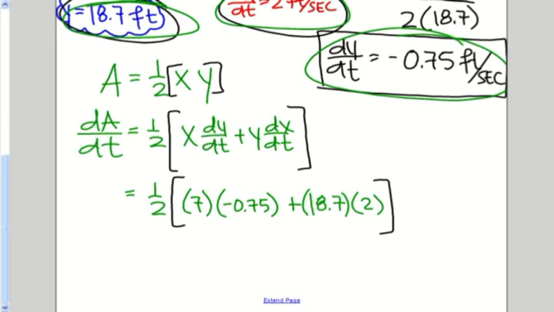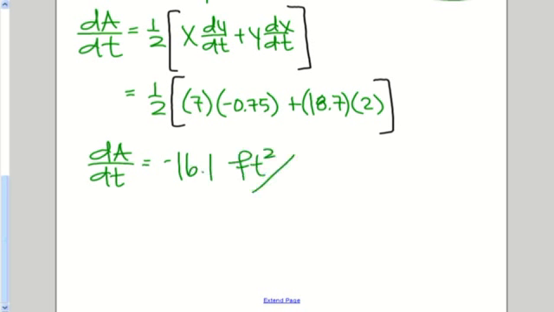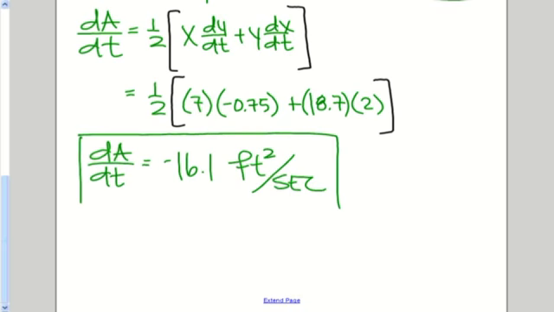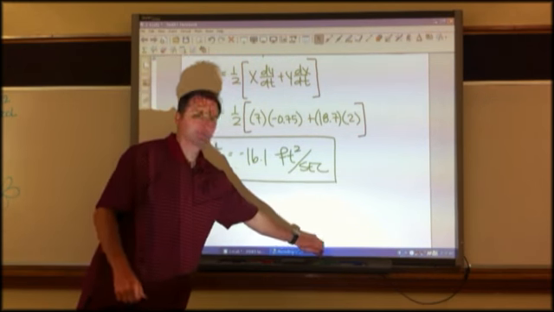Multiply all that out, and it comes out to be negative 16.1, and that's square feet per second. Another speed of area. There you go. Related rates. Enjoy.